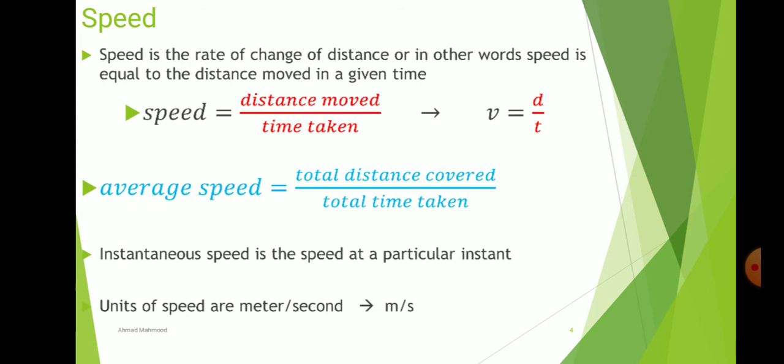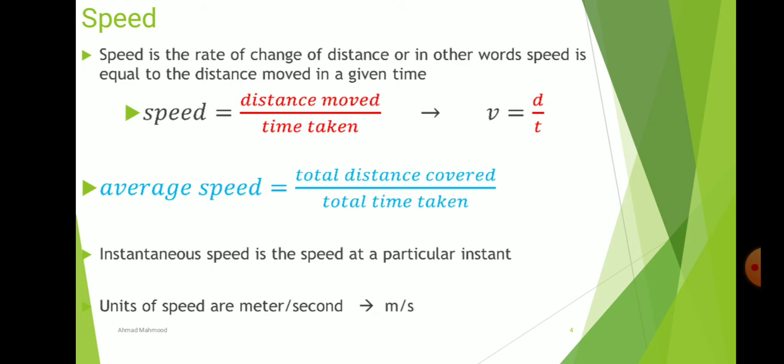Then we have instantaneous speed. Let me give you an example. For example, you are going on a highway and a policeman stops you, and he says that while you were passing our speed checking camera, at that particular instant your speed was 140 kilometers per hour, right? Which means that you were overspeeding at that particular instant. So your speed at that particular instant is called instantaneous speed. The speed at a particular instant is called instantaneous speed.